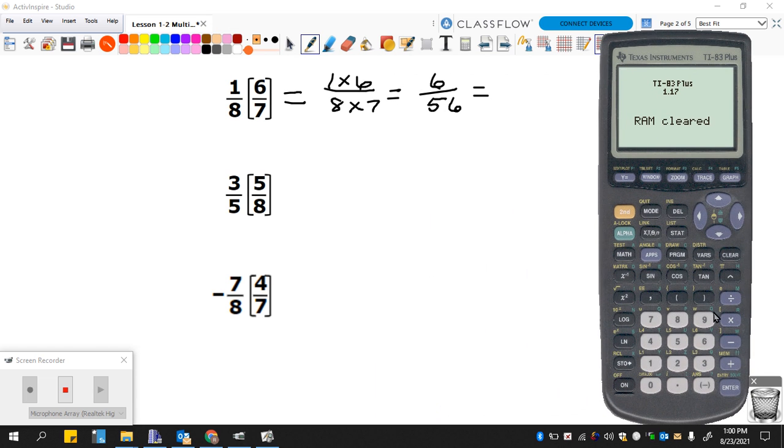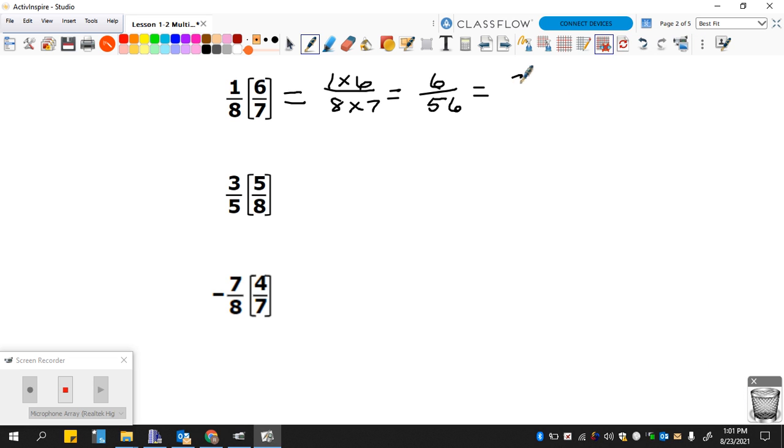So we're going to use our graphing calculator to do that. To do that, you go 6 divided by 56, then math, enter, and we end up with 3 over 28. All right. Next one.